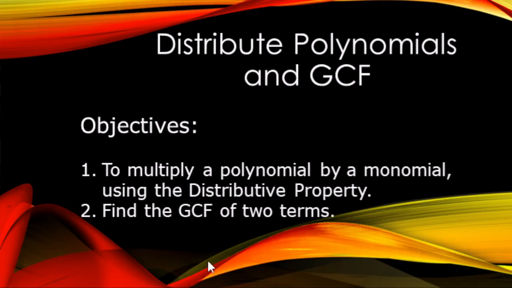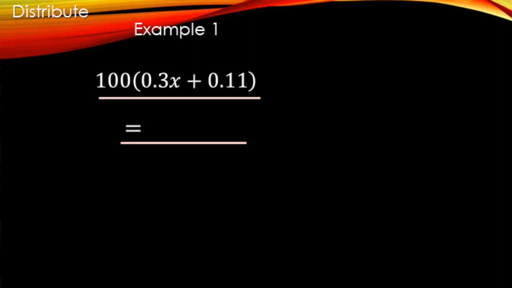All right, so here we go with distributing polynomials and greatest common factor, or GCF. We're just going to get right into some examples here. We're going to distribute 100, or multiply 100 times 0.3x plus 0.11. So we're going to multiply the 100 to both terms, this term here and then this term second.